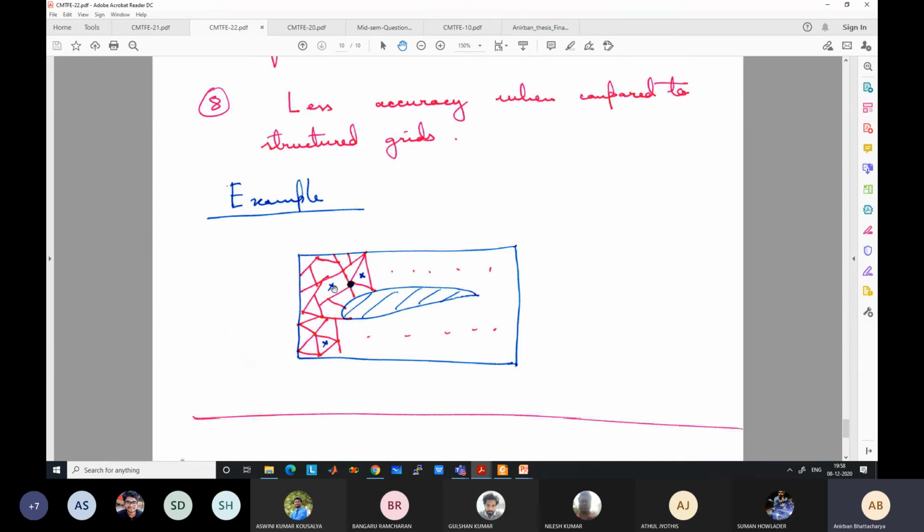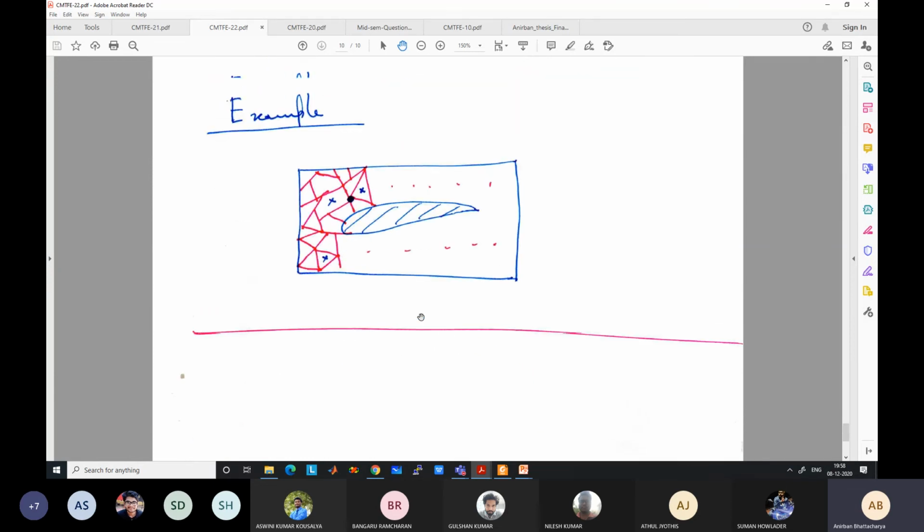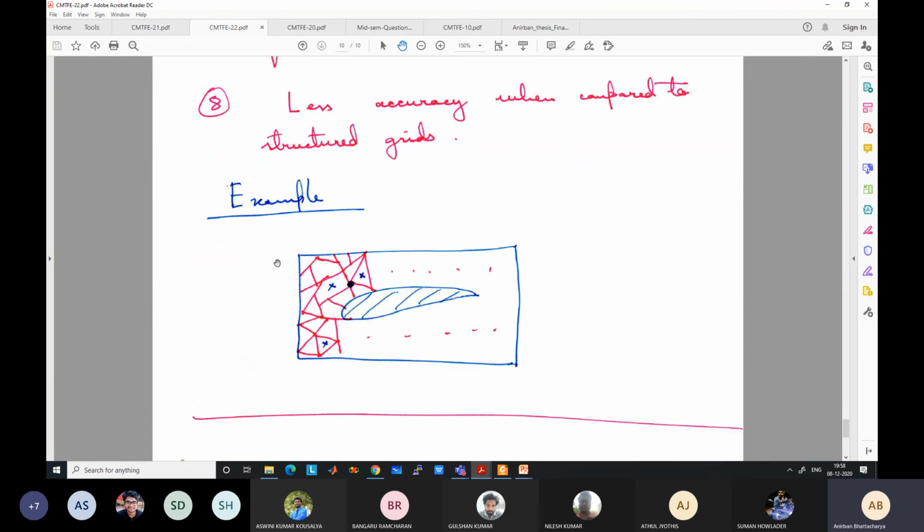Then if you see connectivity, this has one neighboring cell, two, three, 4, 5, 6 neighboring cells for this one. However, for this one or this one, you can have 1, 2, 3. Neighboring cells means common faces. Wherever there are common faces, these are called neighboring cells. This has only 3 neighboring cells. So connectivity can also change. So this is known as an unstructured grid.